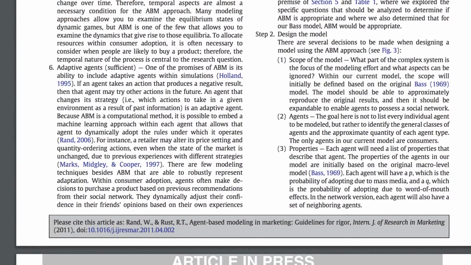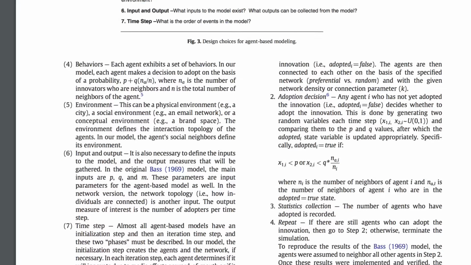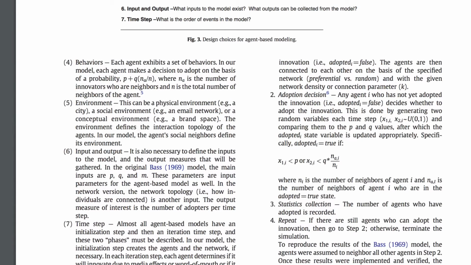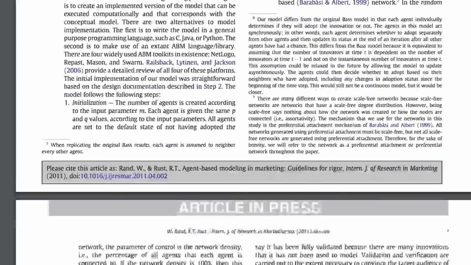And this is where there's some relationship to the ODD protocol, because we talk about how you should describe the scope of the model, the agents, the properties, the behaviors, the environment, inputs and outputs, and time steps. The very things that I'm asking you to do for the final project. And then construct the model, and we show how we constructed the BAS model.